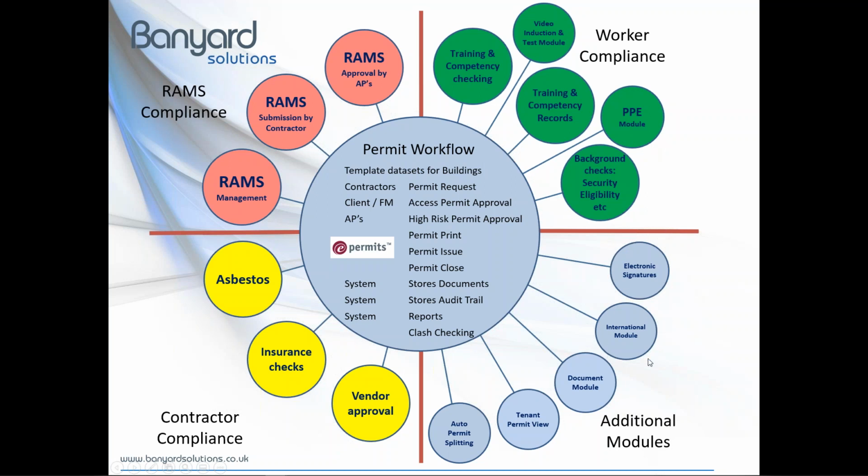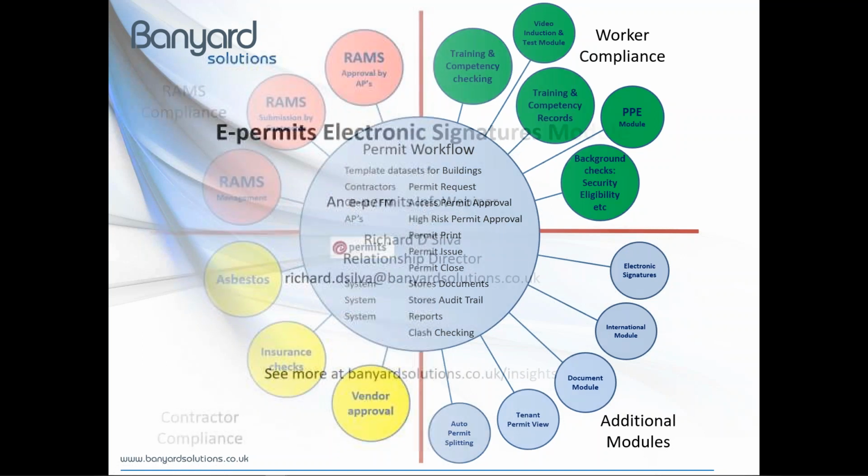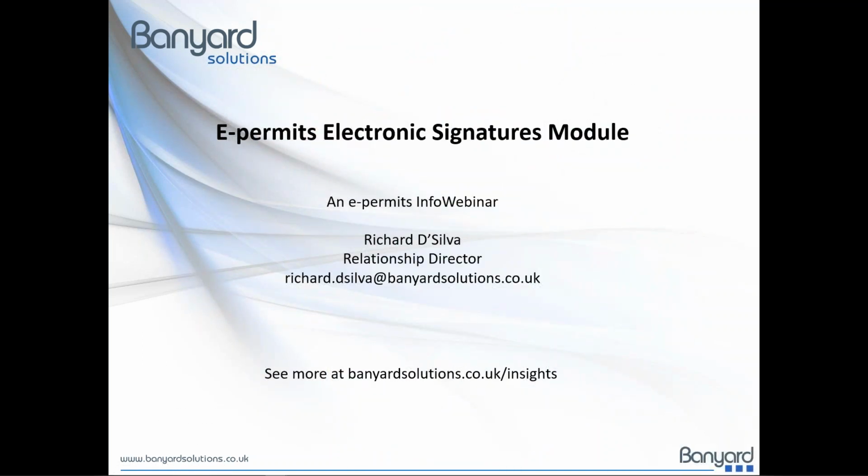We have international modules for clients that use the system all around the world. And we have other modules such as automatic permit splitting, enabling the system to split permits up based on any shift rules that you may have. And there are various other modules as well. If you have any interest in any of those modules, by all means, you can contact me or your ePermits contact either through support or through your project implementation team, and any of us will be willing to help you.